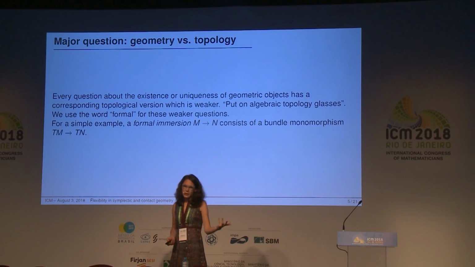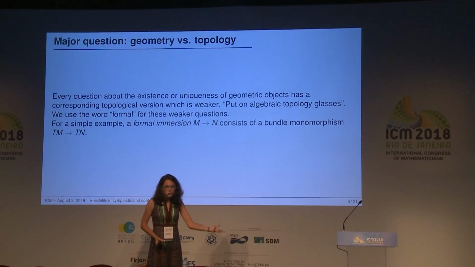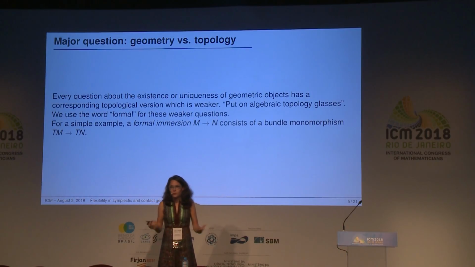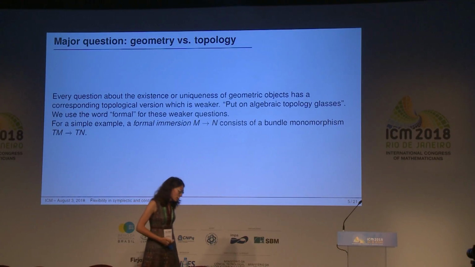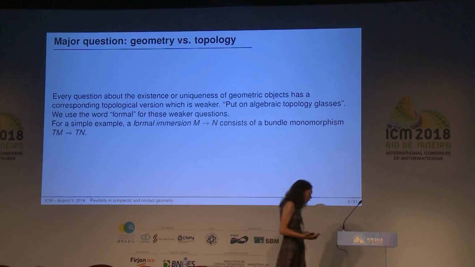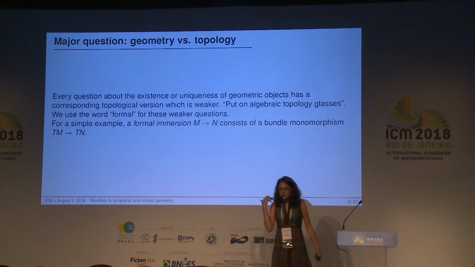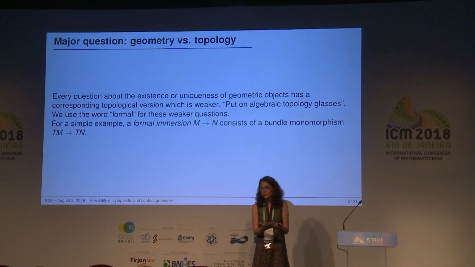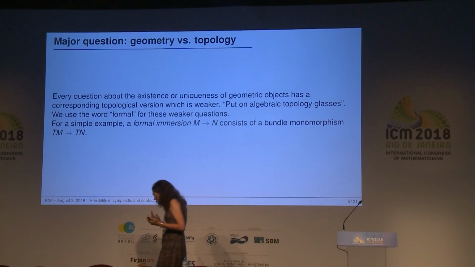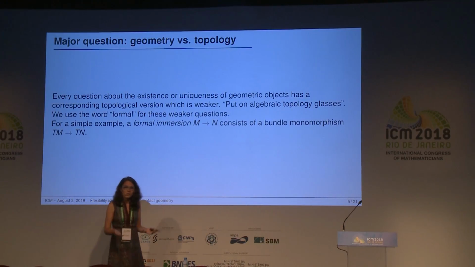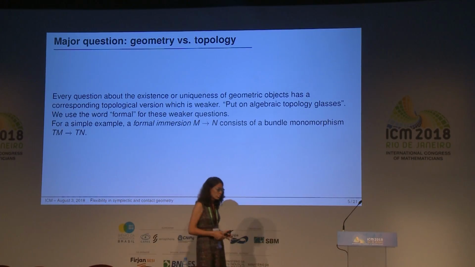The simplest example of this is if I want to figure out what an immersion is. An immersion is just a map so that the derivative is full rank everywhere. The corresponding formal version is, well, I don't know if it's the differential of a map, but I should at least have a bundle monomorphism, right? And that removes all of the derivatives from the question. It's now purely algebraic topology.